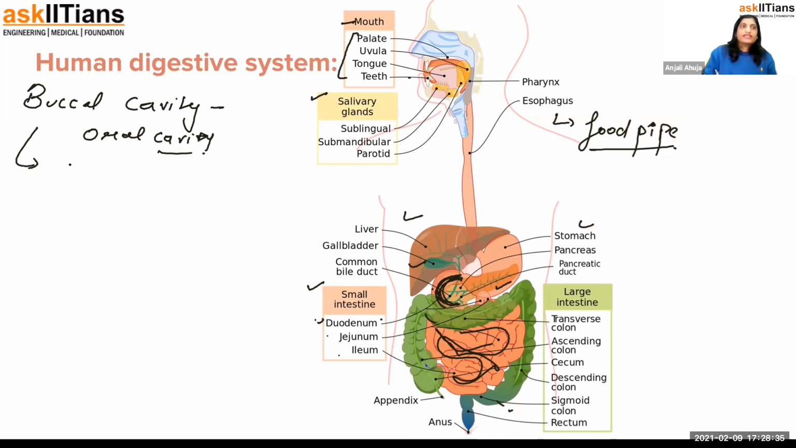In the buccal cavity, chewing of the food happens. Food is chewed here, and saliva is secreted and mixed with it.